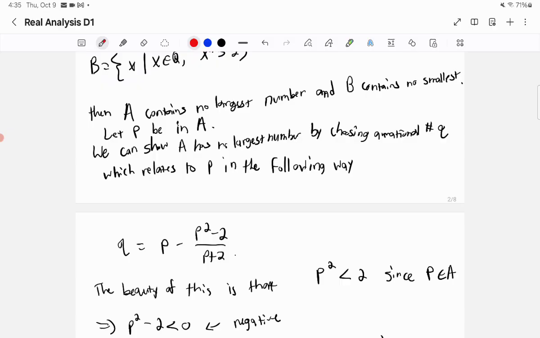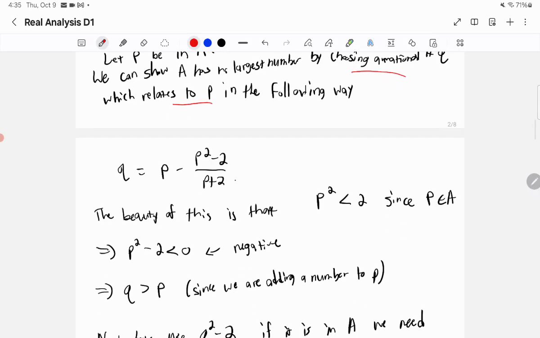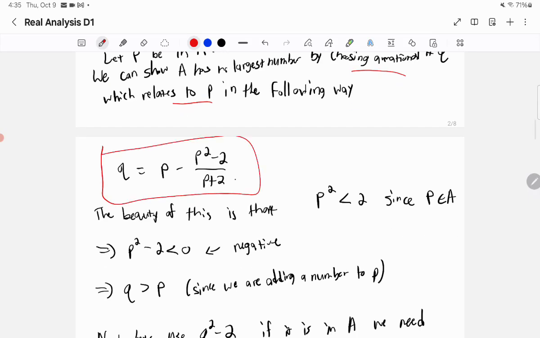Now, we can actually go through and show that A has no largest number by choosing a rational number q, which relates to p in the following way. Okay, so it's going to seem weird why this is chosen like this, but you'll see why it's convenient in a moment. So we're going to write q as p minus (p squared minus 2) over (p plus 2).